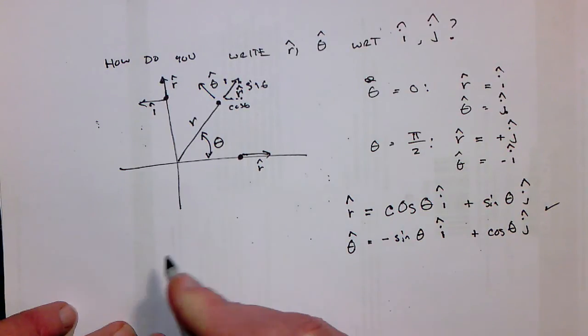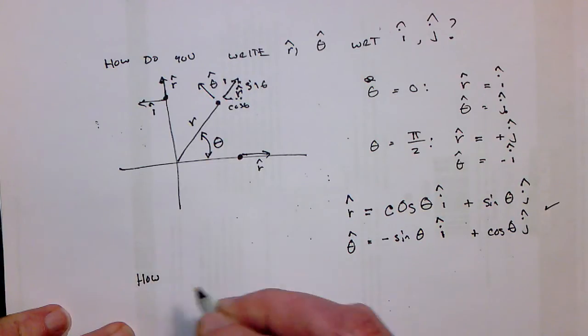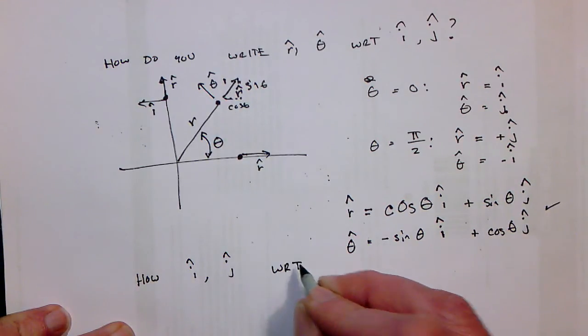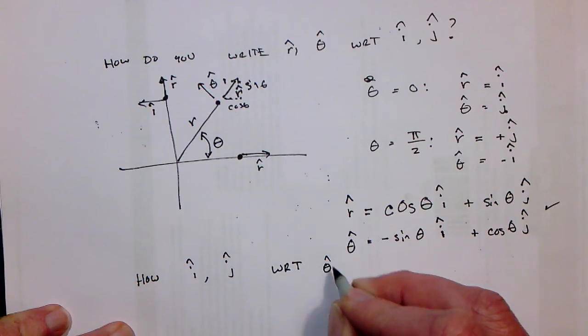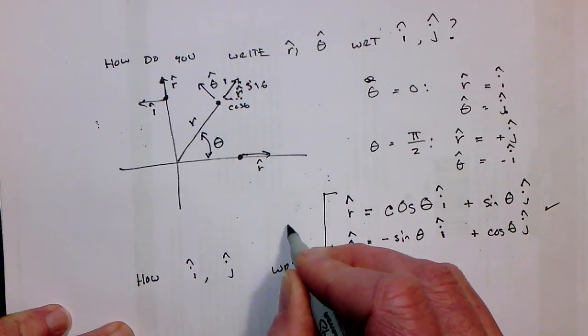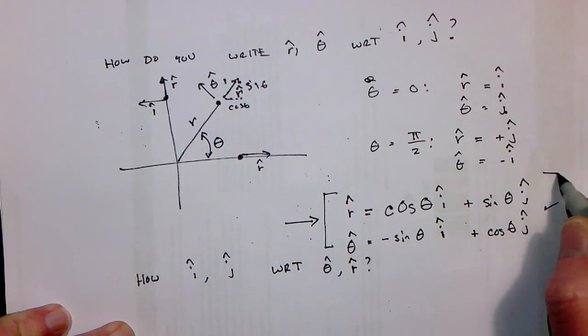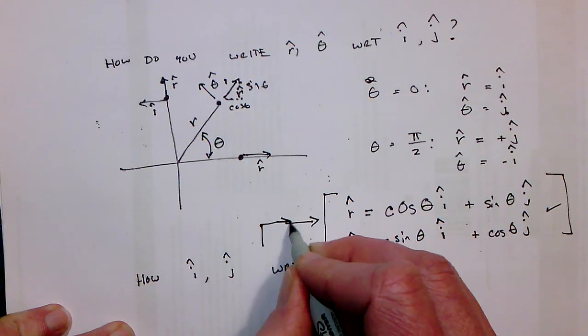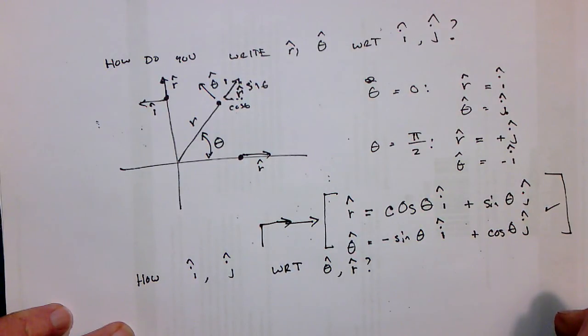Now I'll leave it for you to think about how you write i hat and j hat with respect to theta hat and r hat. And of course you have all the information that you need in order to do so right here. This is simply a mathematical exercise at this point, and I'm not going to spend time showing you that here.